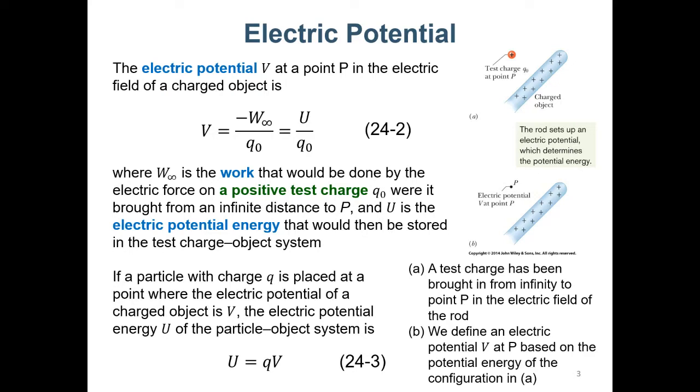In chapter 21, we learned the electrostatic force, the Coulomb force, F equals 1 over 4 pi epsilon naught, Q1 Q2 over r squared, for two charged particles. Then in chapter 22, at the very beginning, we learned the definition of the E field: the electrostatic force divided by the test charge. Now, similarly, we define the electric potential by the energy and the test charge.